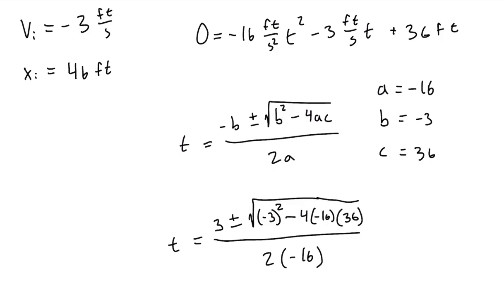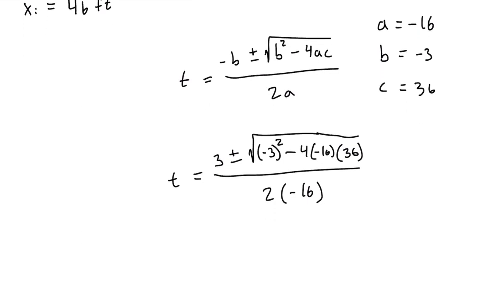plug this in. Now I want you to do this with me, because this is a part where most people are going to end up getting it wrong. So we've got 9 minus 4 times negative 16 times 36, okay, and then in the denominator, 2 times negative 16. Okay, now you may get a negative value here. So the first time I did it, when I plugged in my plus, I got negative 1.596.